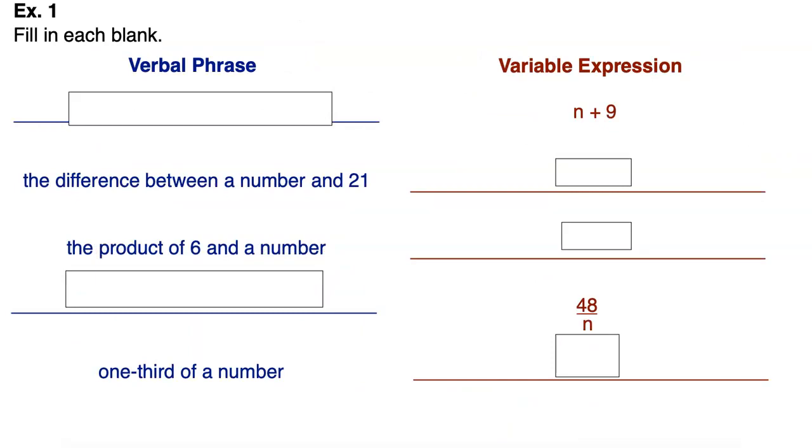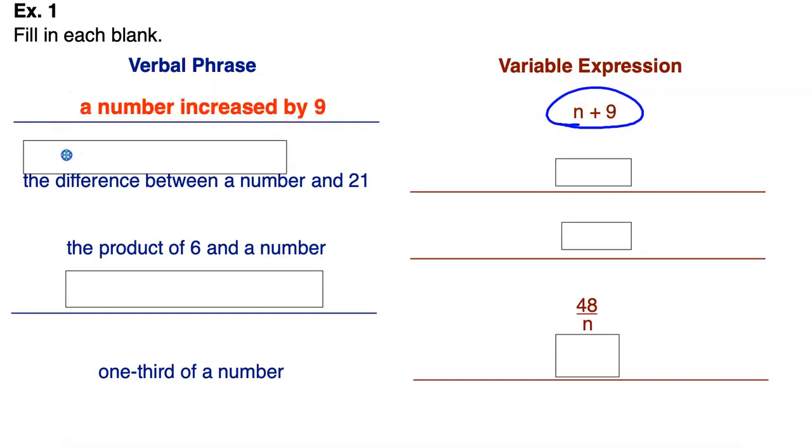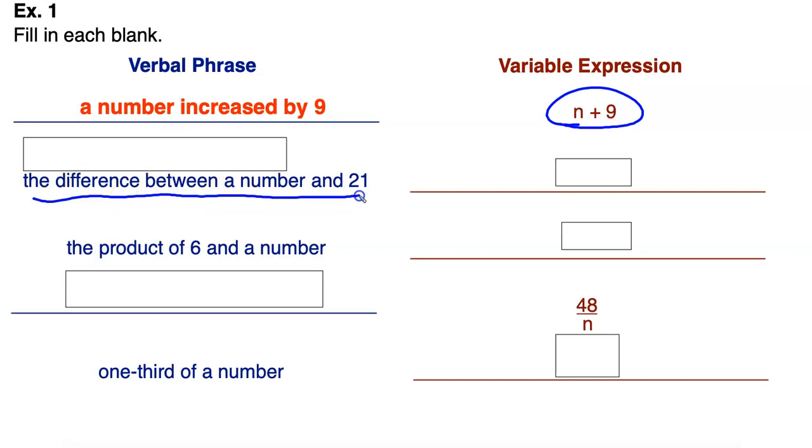So if I see this variable expression that looks like this, one way to show that with a verbal phrase is to maybe say something like a number increased by 9. Or you could say a number added to 9. So there's several different ways you can express that. This next one, the difference between a number and 21. If we were to write that as a variable expression, it might look like that, where n, or whatever letter you use as your variable, would have to come first. And then we're finding the difference between that and 21. So we write it as n minus 21.